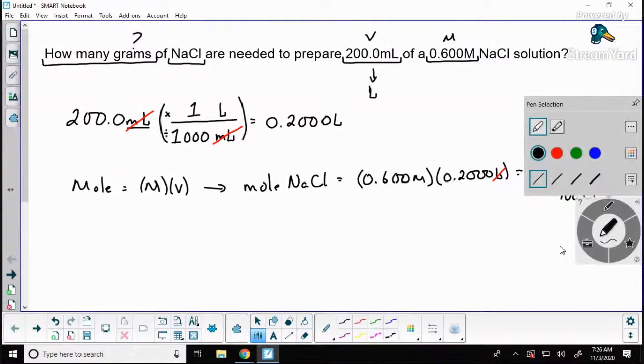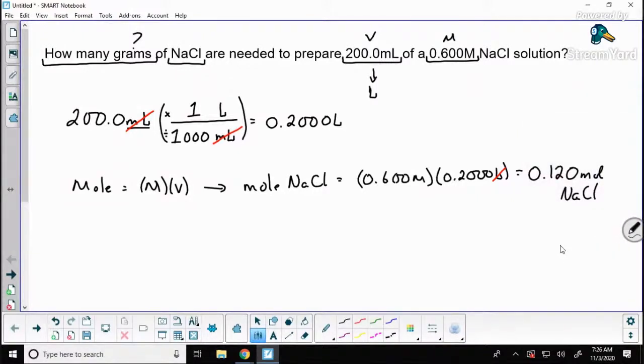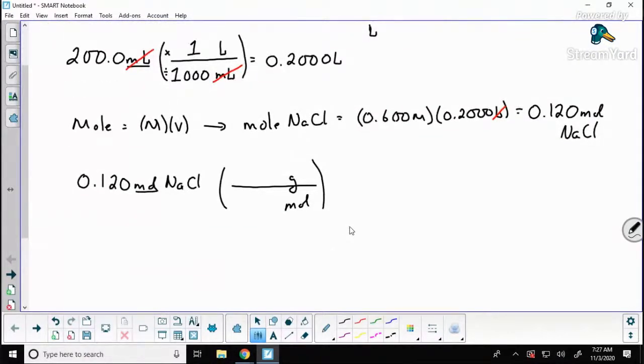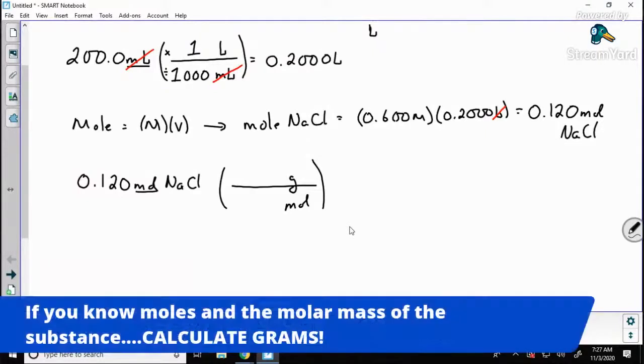So now that I've got my moles of NaCl, I can take those 0.120 moles of NaCl, and I can convert that to grams. To convert to grams, again, because I'm starting with moles, I want moles in my denominator. I will want grams in my numerator. And we need the molar mass, because again, if you know the moles and the molar mass of a substance, you can calculate those grams.